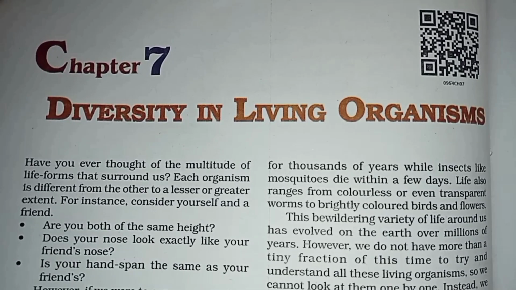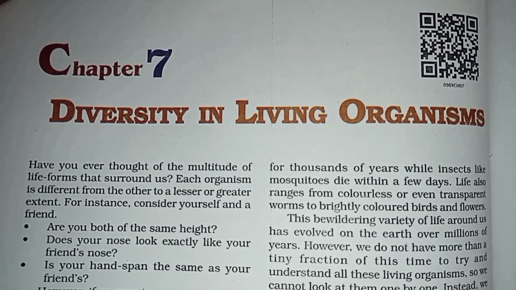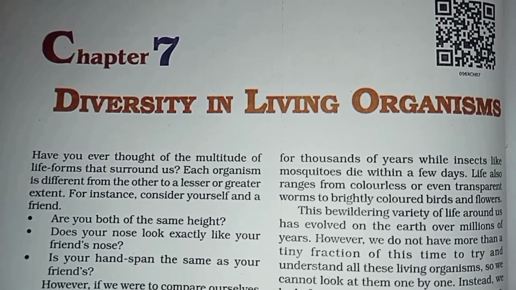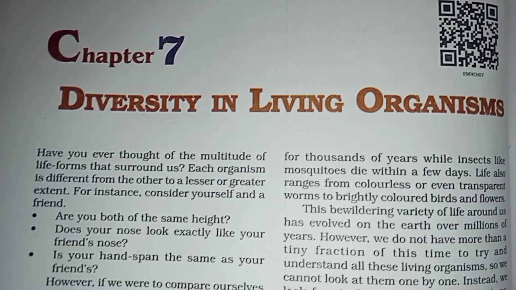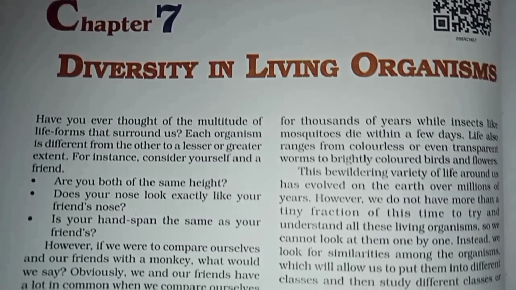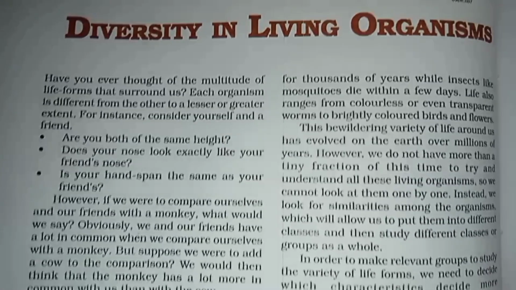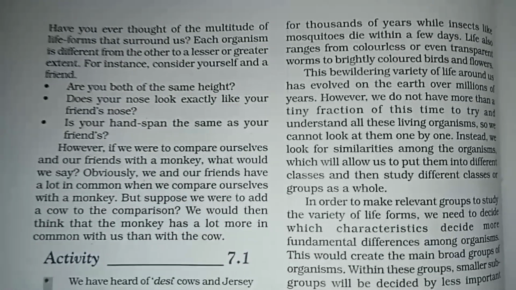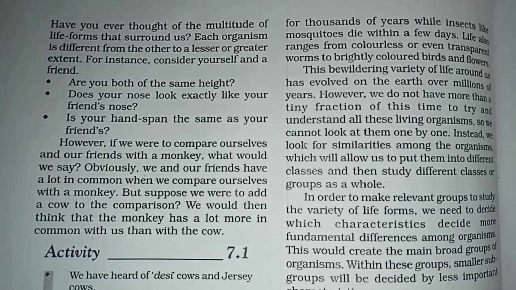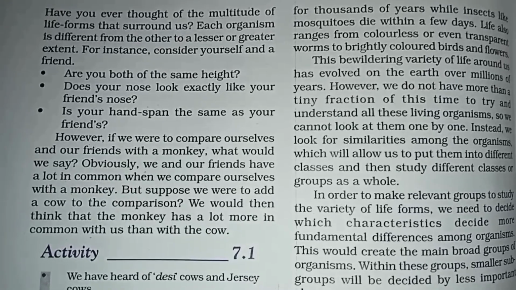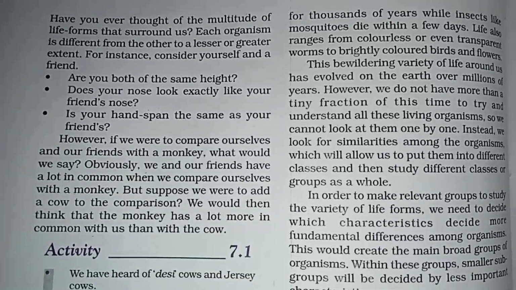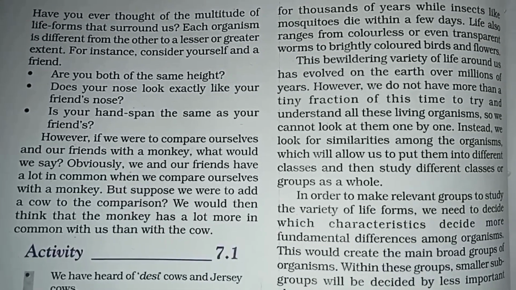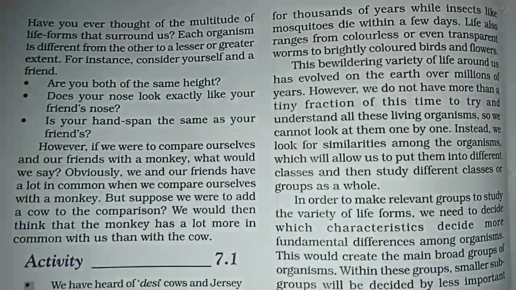Activity 7.1. We have heard of Dressed cows and Jersey cows. Does a Dressed cow look like a Jersey cow? Do all Dressed cows look alike? Will we be able to identify a Jersey cow in a crowd of Dressed cows that don't look like each other? What is the basis of our identification? In this activity, we had to decide which characteristics were more important in forming the desired category. Hence, we were also deciding which characteristics could be ignored.